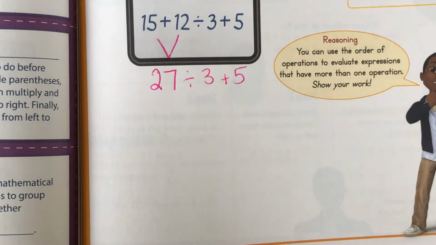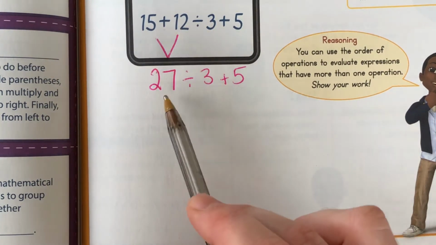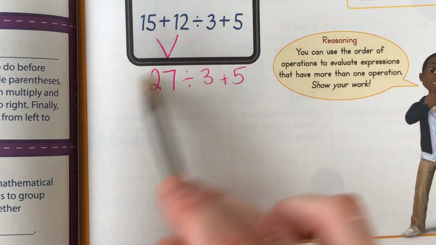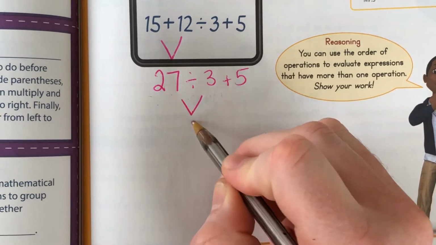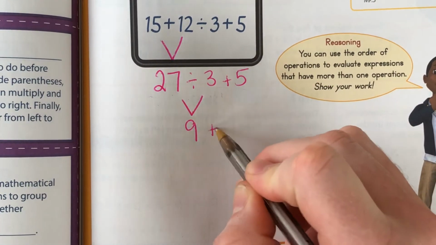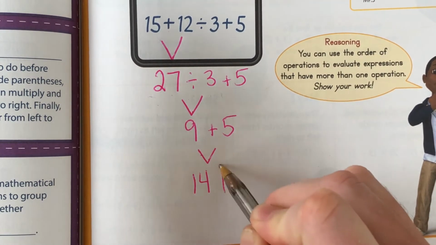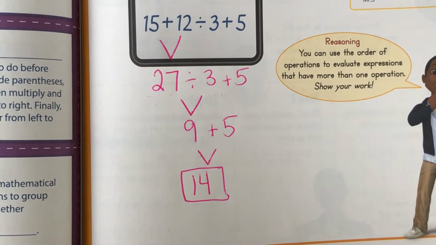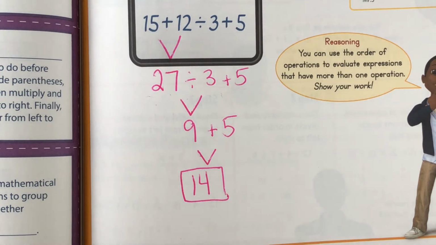I'm going to give you a little tip. Always rewrite the expression, anything that you haven't done yet. So you did 15 plus 12, and you got 27. Now you have this. And you said, okay, 27 divided by 3 is 9. And now we just have left 9 plus 5, and you ended up getting 14. If you got 14, I totally understand because it makes sense. You just go from left to right, just like how we read. However, order of operations does not work that way.